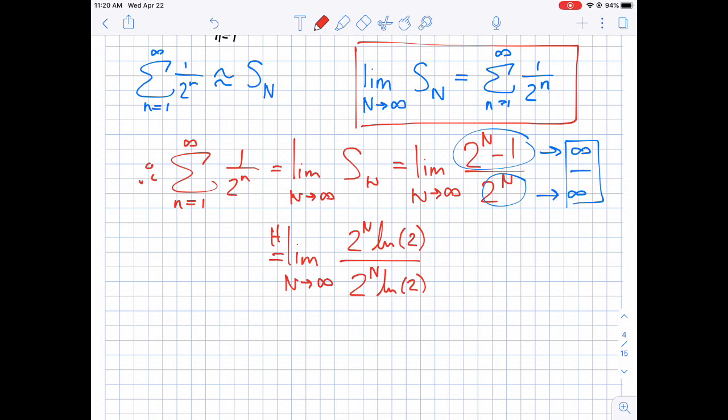And so now, simplifying this, even though individually they go to infinity, I get that this limit is just going to be 1. And so what we have here is now sort of a more systematic way of showing that this series, the sum of 1 over 2 to the power of n, does indeed simply approach the value of 1. It is equal to 1. It does not grow without bound.